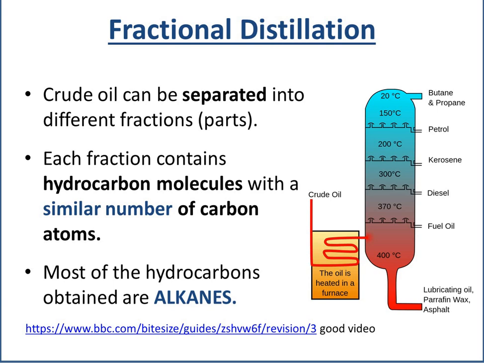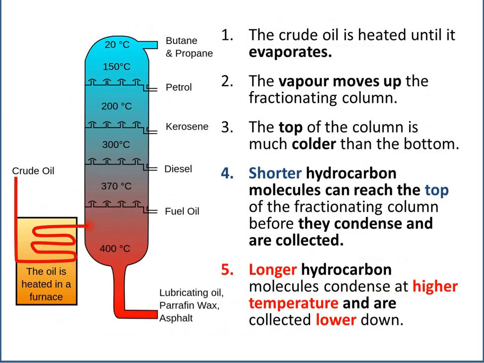So yeah, fractional distillation is where crude oil can be separated into different fractions or parts. Each fraction contains hydrocarbons with a similar number of carbon atoms. And as I said before, the crude oil is heated until it evaporates. The vapour moves up the fractionating column. The top of the column is colder than the bottom. So the shorter hydrocarbon molecules reach the top of the column before they condense and are collected. The longer hydrocarbon molecules condense at a higher temperature and are collected lower down. Okay, that is it.